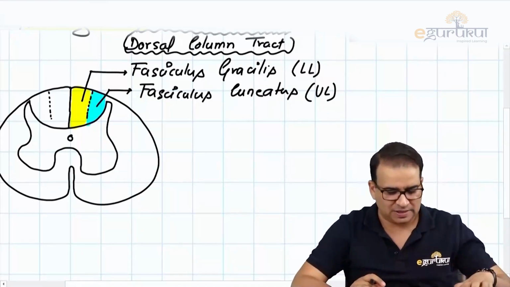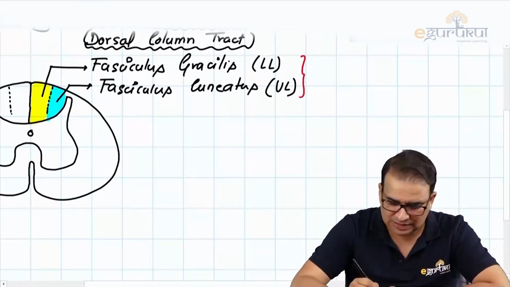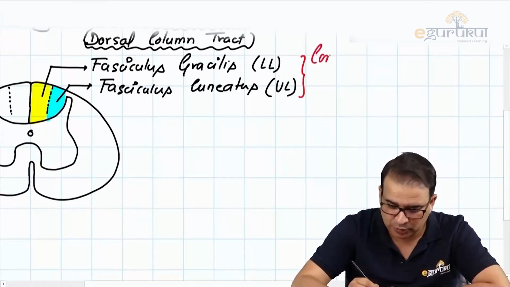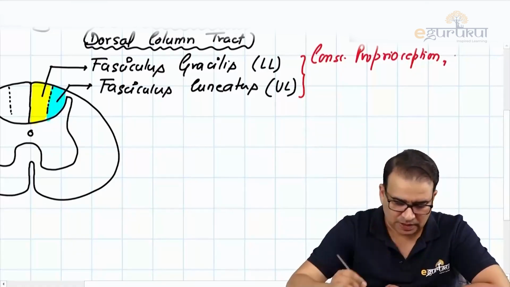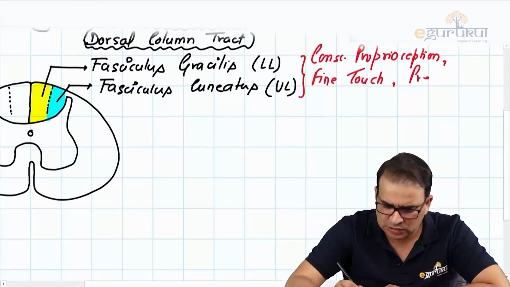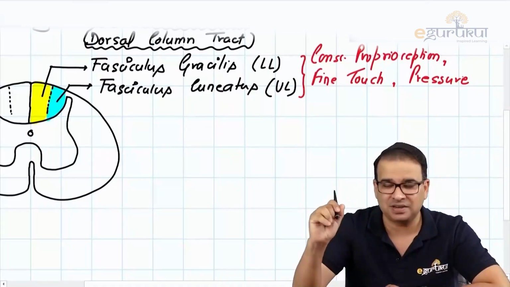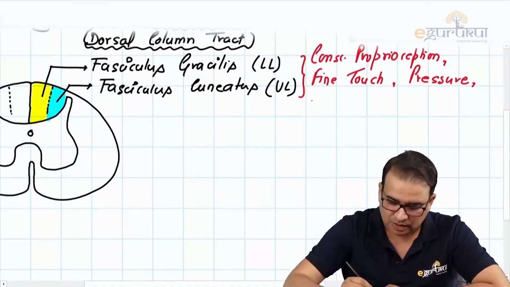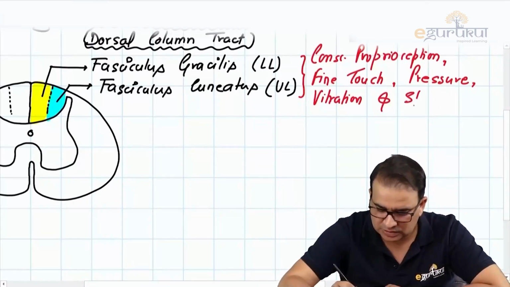What exactly is the function of this tract? This dorsal column tract, whether it is coming from the upper limb or lower limb, is carrying, number one, conscious proprioception. Conscious, guys, it's conscious proprioception. Then we have fibers of fine touch. Well, to an extent, pressure also, although this is not the major tract for pressure, but yes, pressure does go through this tract also. Pressure, vibration for sure, and stereognosis.